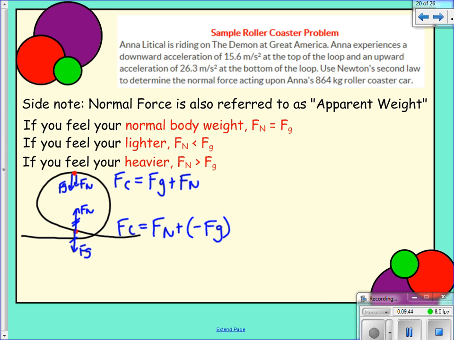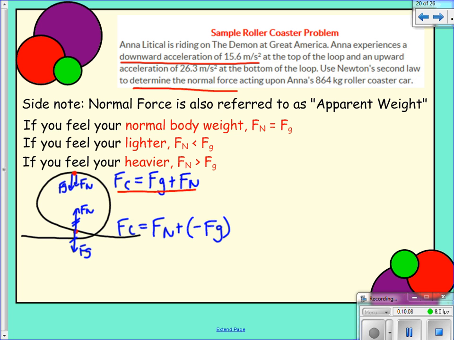And so let's look at Anna at the top of the loop. We're told that when she's at the top of the loop, she is experiencing a downward acceleration of 15.6 meters per second squared. And from that information, we want to determine what is her normal force. All right, so let's go ahead and do that. We're going to use this equation that we wrote out right here.